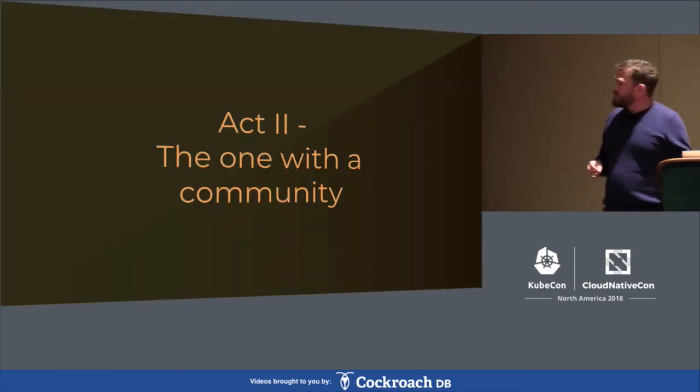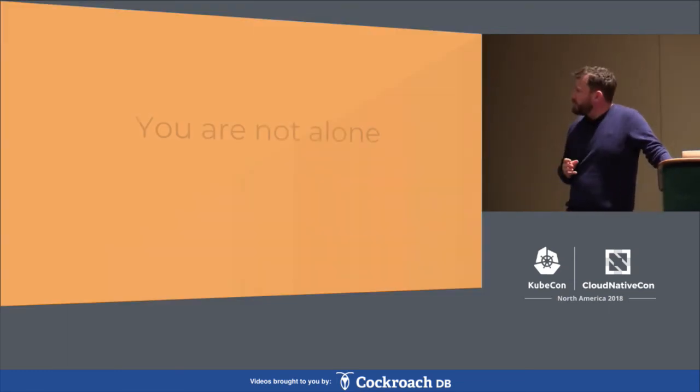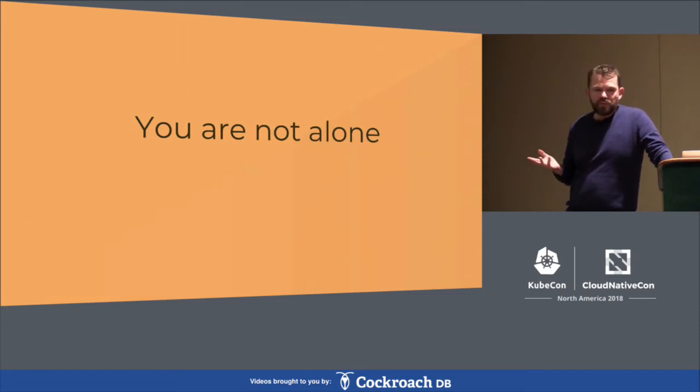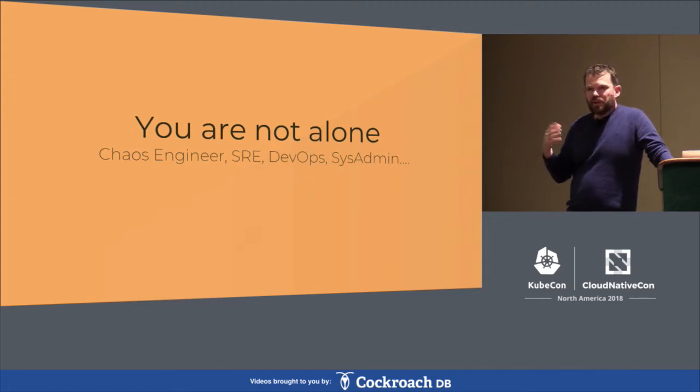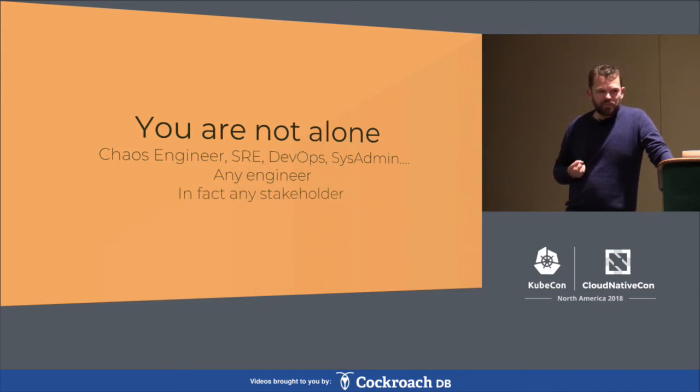Act 2, the one with the community. Now, it's important then to note that you're not alone in that. It's not just you. Chaos engineers, SREs, DevOps, sysadmins, basically any engineer should care for that. As developers, we should care for reliability. Any stakeholder in your company should actually care for that. Not just the engineering team. If you can't sell to the rest of your company that reliability is prime, then you are in trouble.